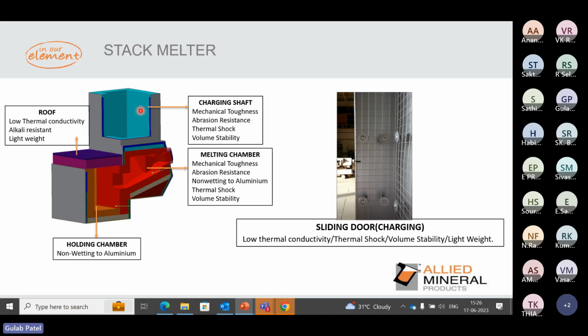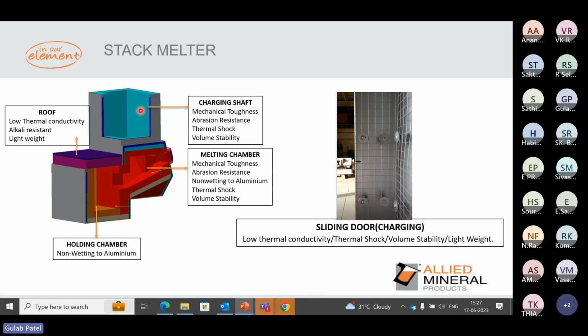So when we are selecting the product, we have to find a product which has better mechanical strength, and that is related to HMOR and MOR. Then abrasion resistance is another thing. Thermal shock, because that area is going to be cooled and heated very frequently. And then a volume stable refractory is needed, because if it is not, there are a lot of cracks, and that reduces the lining life. So when selecting the product for the charging shaft area, these are the important factors.